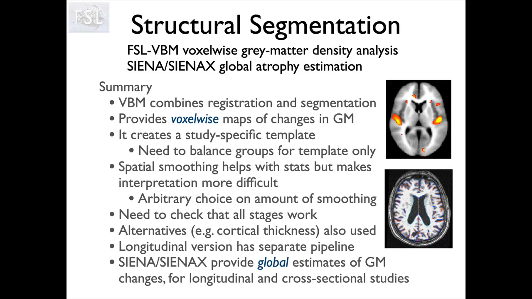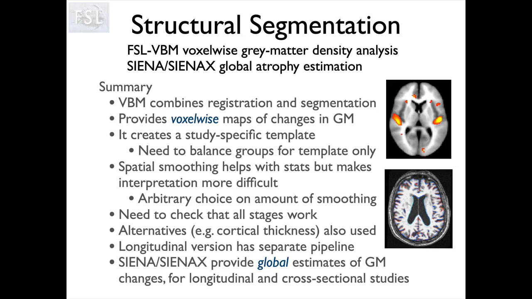We put the spatial smoothing in to help with the stats, although it makes the interpretation more difficult. It's an arbitrary amount of smoothing that we have to do, so you have to choose. And we give you several different options to choose from. And again, having a look at those papers is helpful, and just roughly matching the size of the smoothing to the size of the changes that you're interested in is also a useful thing to do.